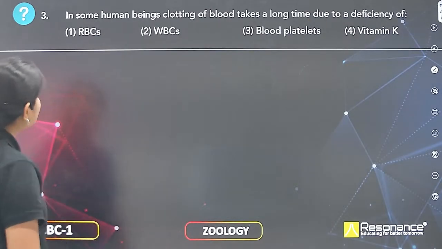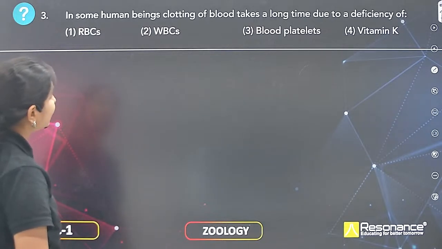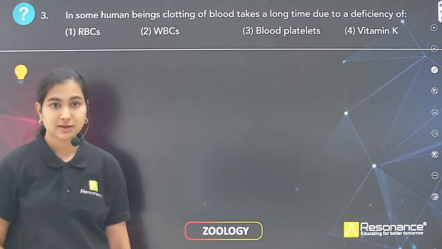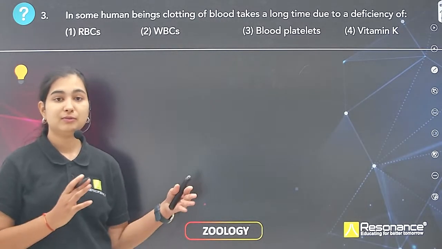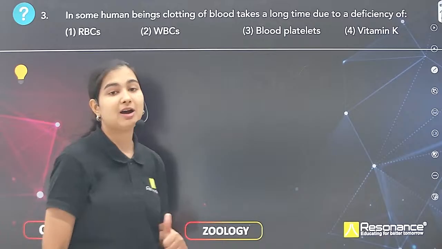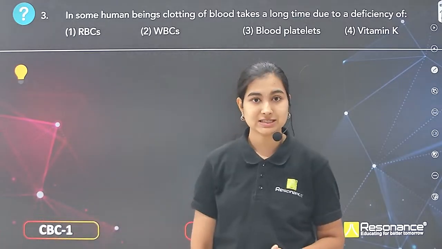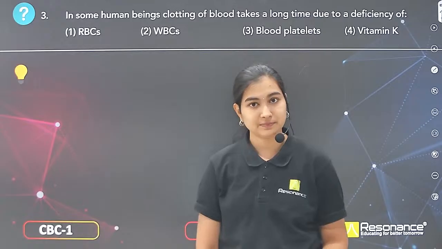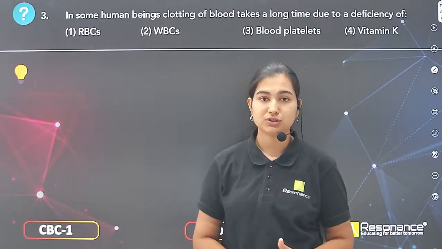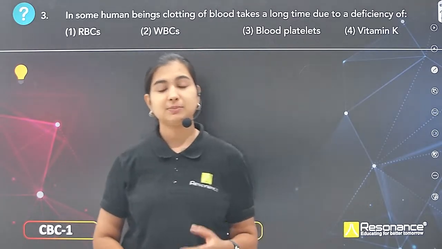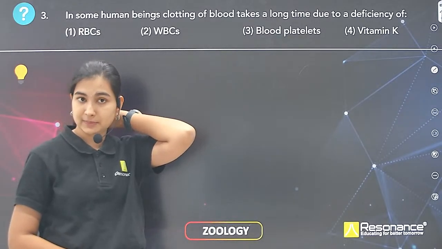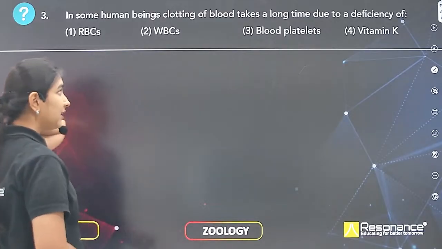Next, in some human beings, clotting of blood takes a long time due to what? So here, when we were reading about the blood, the blood is made up of the formed elements and the plasma. In the formed elements, you have the RBCs, you have the WBCs, and then you have the platelets, right? So here the platelets or the thrombocytes play a very important role in the clotting mechanism, the blood clotting. We have even discussed the mechanism of the blood clotting. Okay, I hope this is clear. So what's the answer? It is the blood platelets.